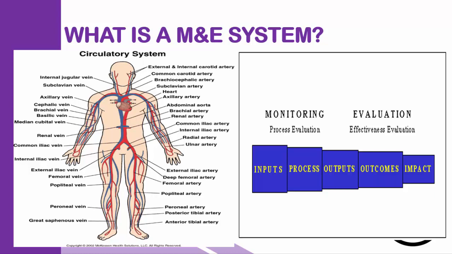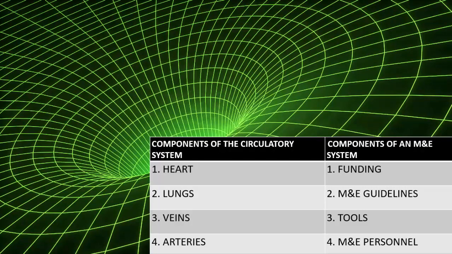We've got the heart, we've got the veins, we've got the arteries. All these components help us. With a monitoring and evaluation system, there are also components. If you look at the circulatory system, the heart is pumping the blood. You've got the lungs, which bring oxygen into the body. You've got the veins that carry the blood, and then you've got the arteries that circulate the oxygenated blood.